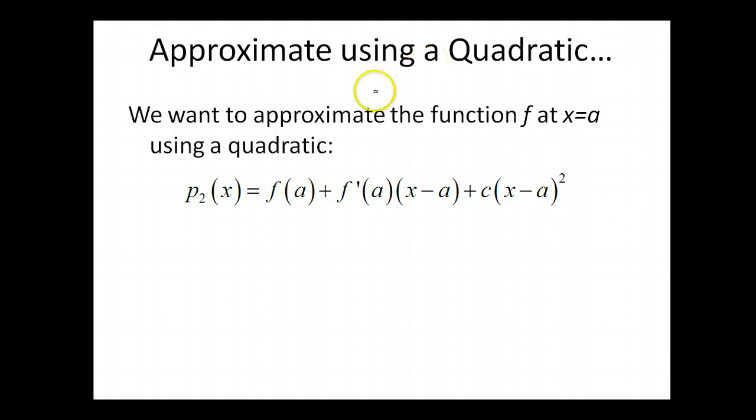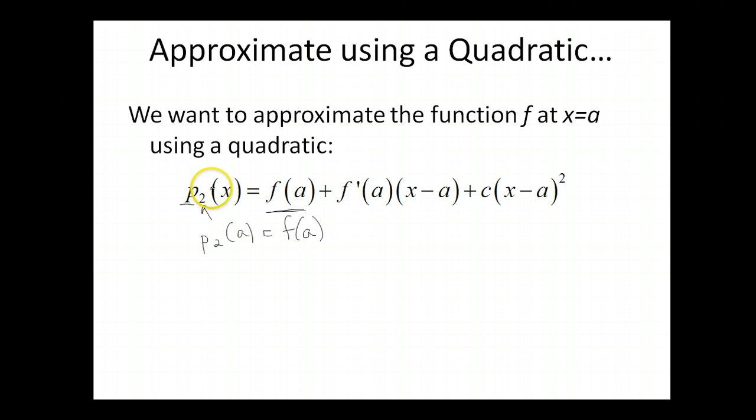Let's approximate using a quadratic. We're going to approximate the function f at a using a quadratic. We're going to call this a polynomial because a quadratic is a polynomial. It's going to be degree 2, because we want to use a parabola. First things first, we know that at the very least we want them to agree in terms of value. This is necessary because we want p2 at a to equal f of a.